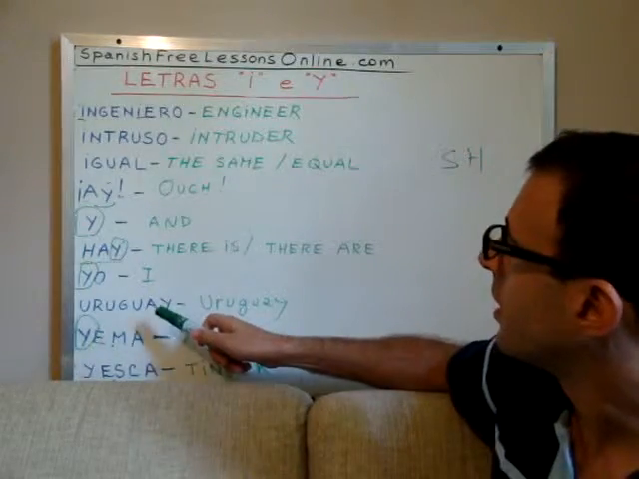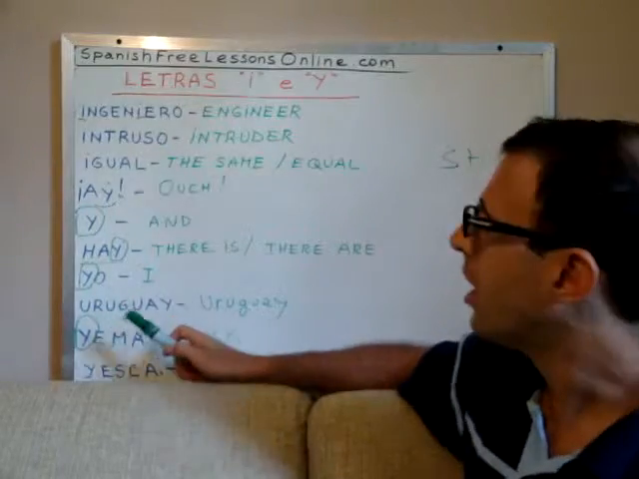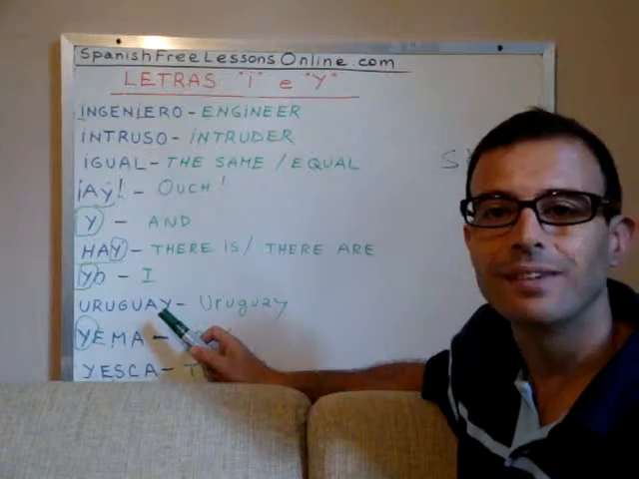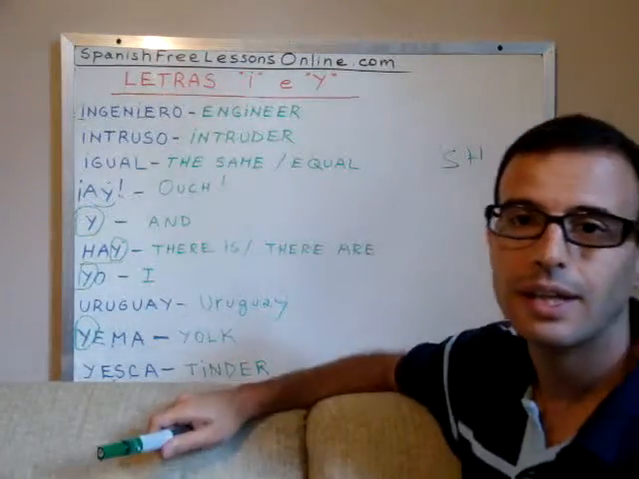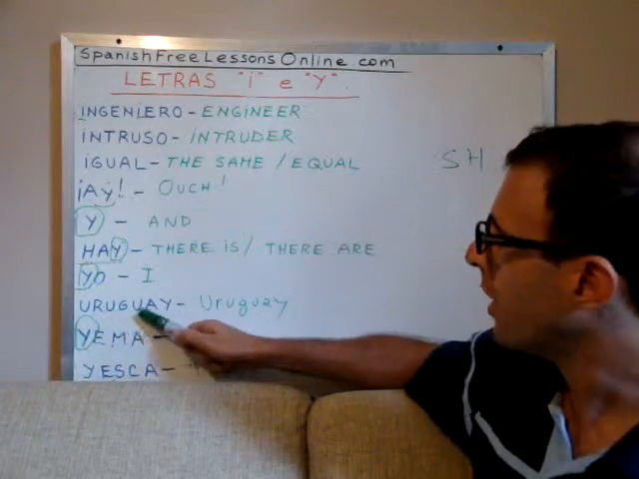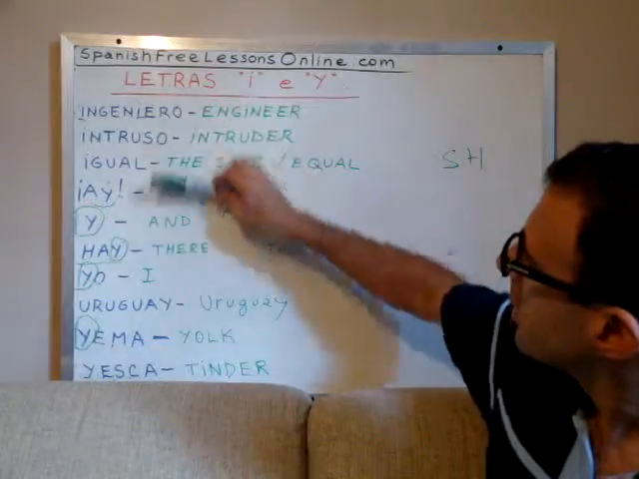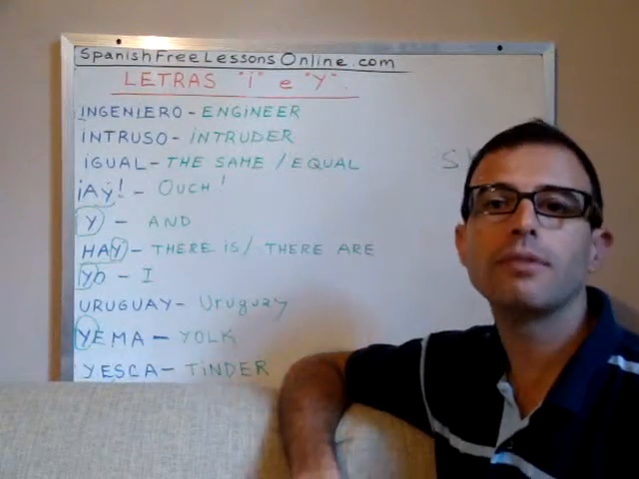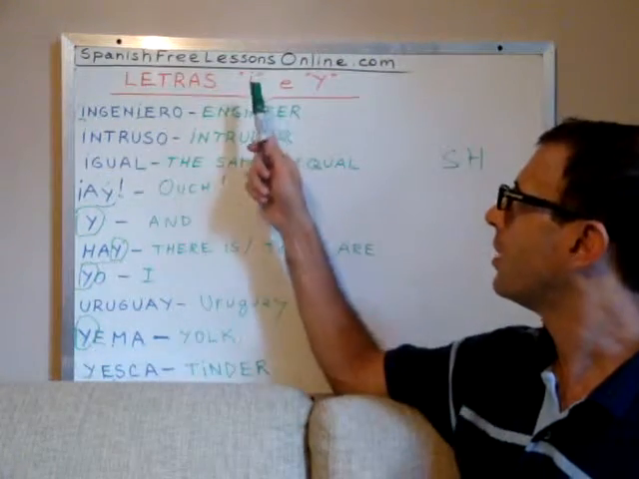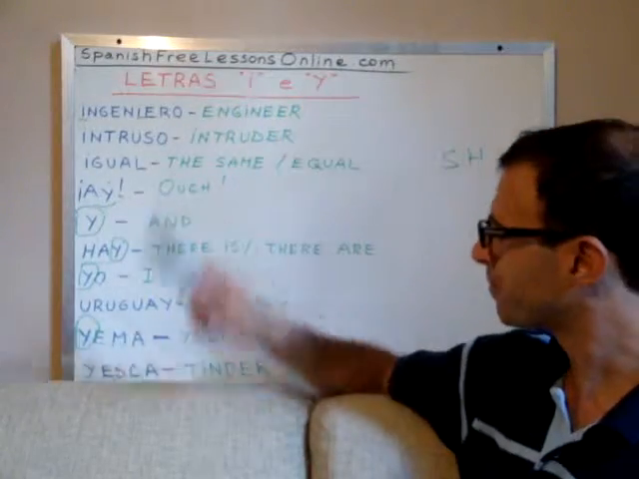Here, another example of the letter Y at the end of a word. Okay, so this is pronounced simply I, like the I Latina. Okay, so this is read Uruguay, Uruguay, right? Okay, so these are examples, so you can from now on know how to pronounce the I and the Y, the I Latina and the I griega.